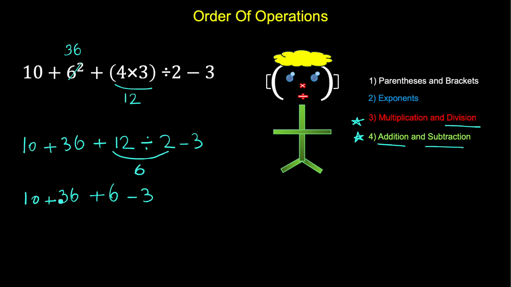And here we have addition and subtraction, so they have equal priority, so we operate from left to right. So first 10 plus 36 equals 46, and then 46 plus 6 equals 52, and 52 minus 3 equals 49.